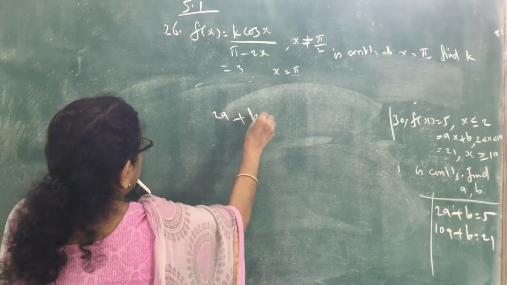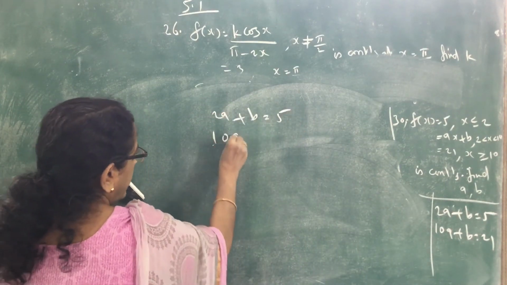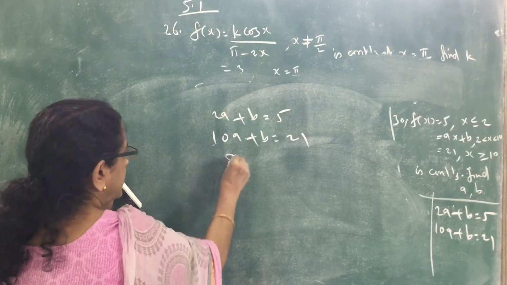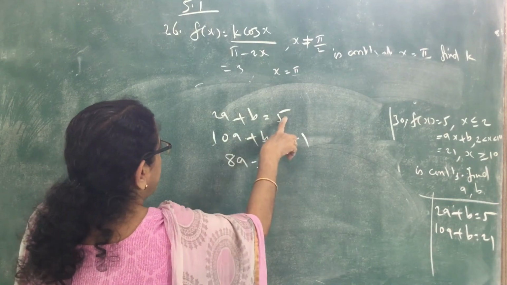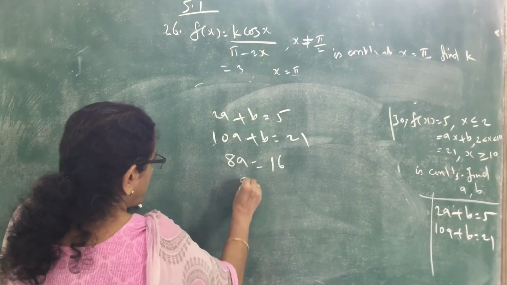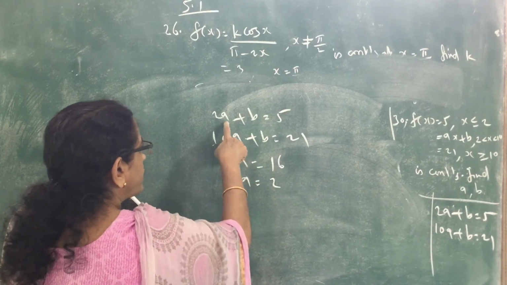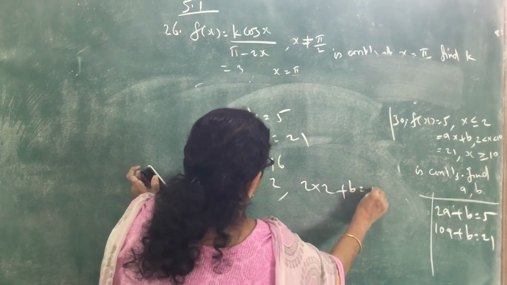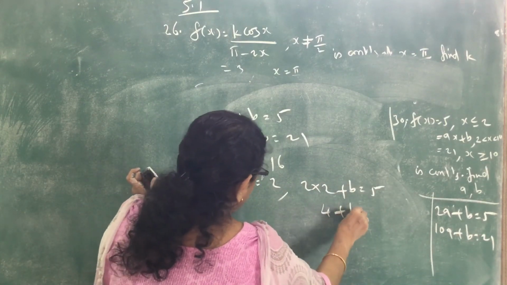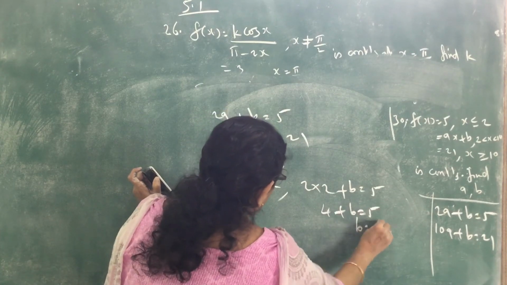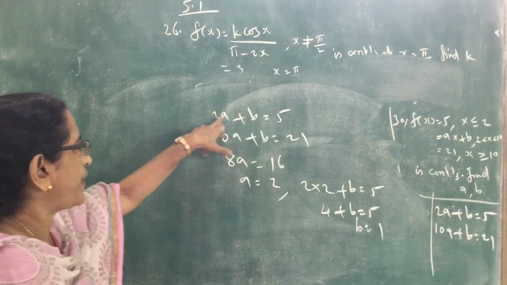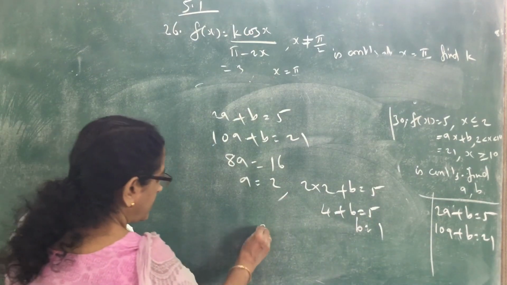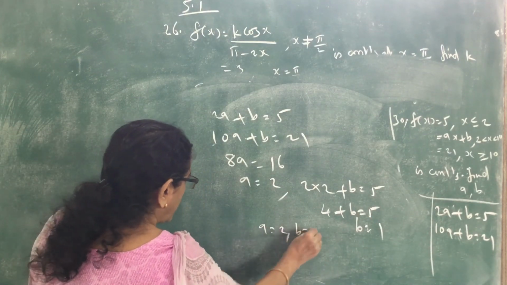2a plus b equal to 5 and 10a plus b equal to 21. Now subtracting, we get 8a equal to 21 minus 5, 16. So a equal to 2. Substituting in one equation, we get 2 into 2 plus b equal to 5. So 4 plus b equal to 5, 5 minus 4, so b equal to 1. Therefore a equal to 2, b equal to 1.